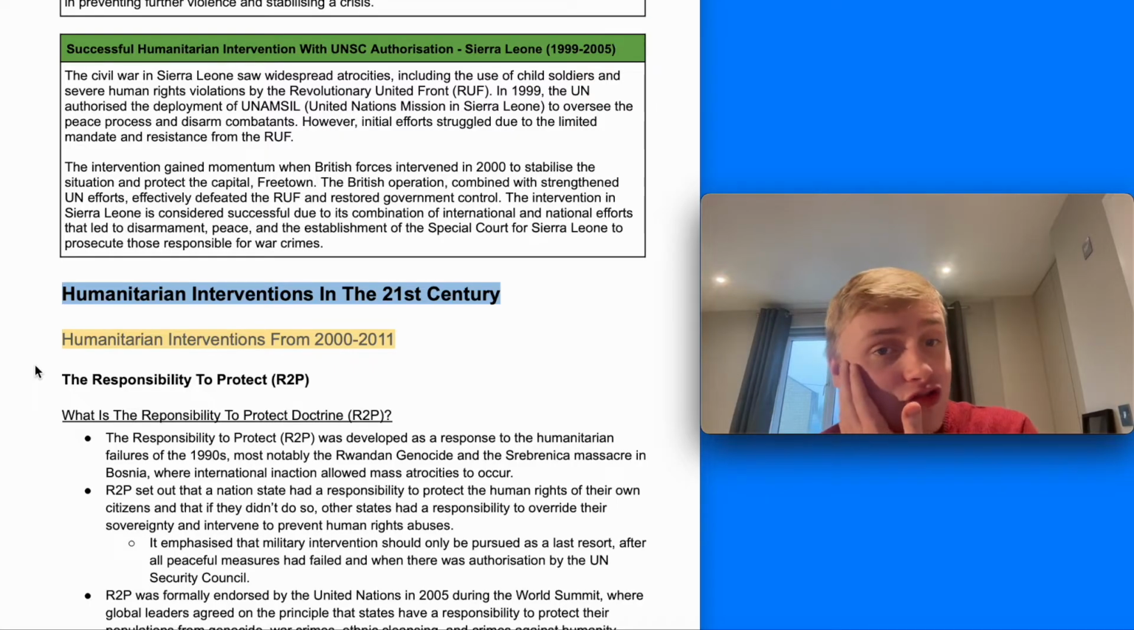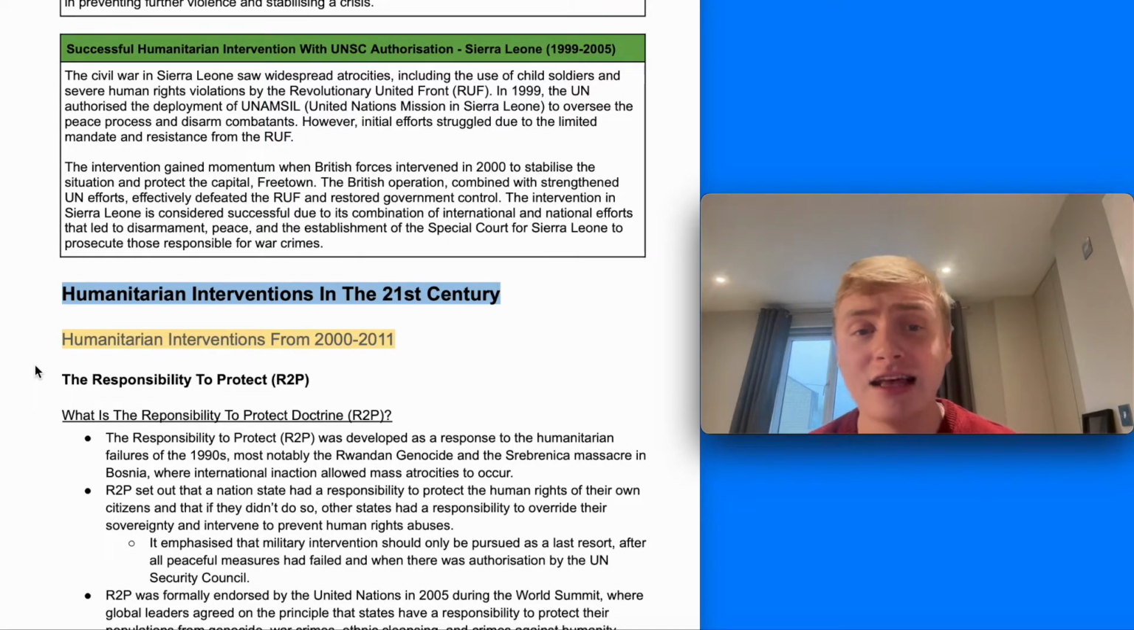But it really struggled due to its limited mandate and resistance from the RUF, the Revolutionary United Front. So this peacekeeping mission really failed. But the intervention then gained momentum when British forces intervened in 2000 to stabilise the situation and protect the capital. And the British operation, combined with strengthened UN efforts, effectively defeated the RUF and restored government control.